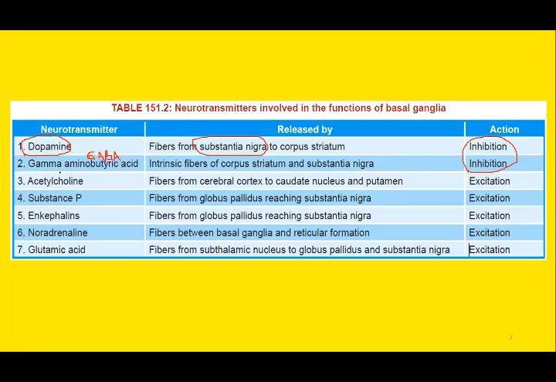Then there are some excitatory neurotransmitters like acetylcholine, substance P, enkephalin, noradrenaline, and glutamic acid. For you people, the role of acetylcholine is important. Acetylcholine is again an excitatory neurotransmitter. Moreover, another important excitatory neurotransmitter is glutamic acid, commonly known as glutamate. So glutamate, acetylcholine, all are excitatory neurotransmitters.